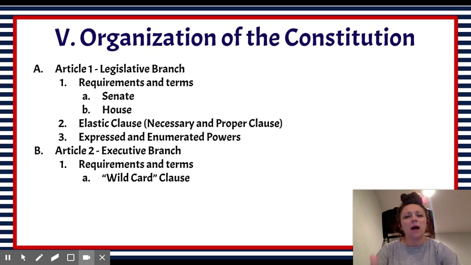The executive power of the United States shall be vested in a president, okay? Well, nowhere does it say what the executive power is and what the executive power isn't. So presidents throughout history have used that wild card clause for kind of different reasons, sometimes to increase their authority in specific instances. Okay, so if you guys have any questions, let me know.